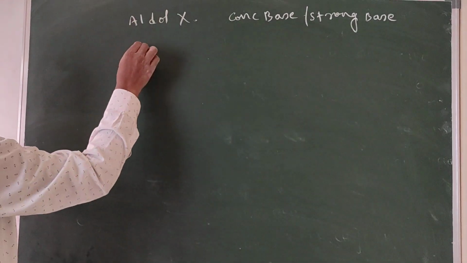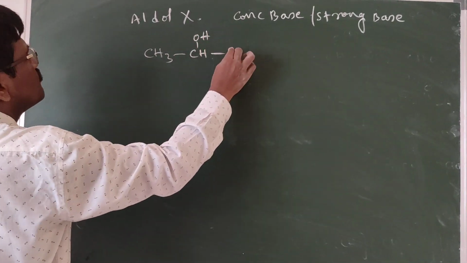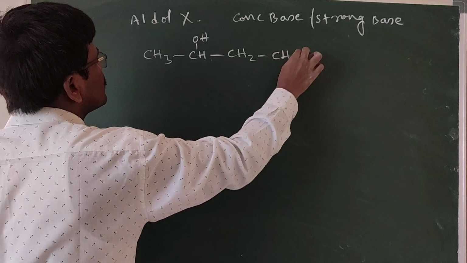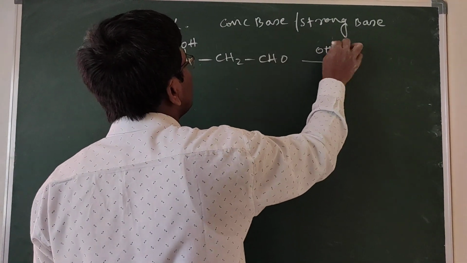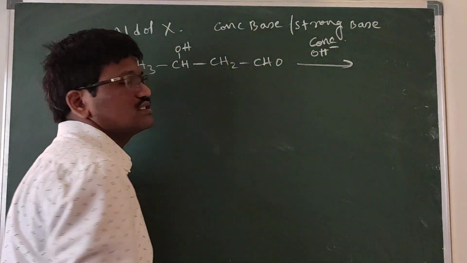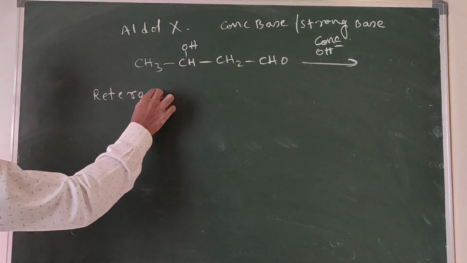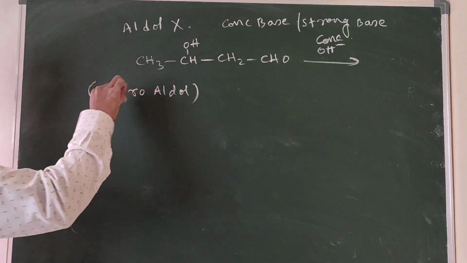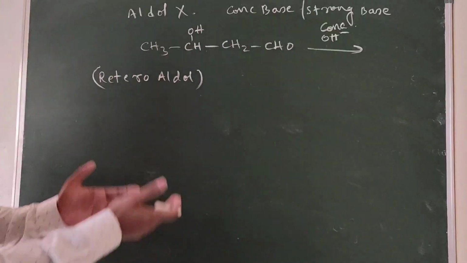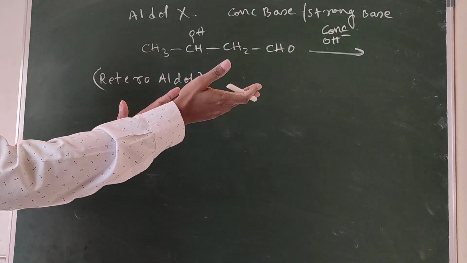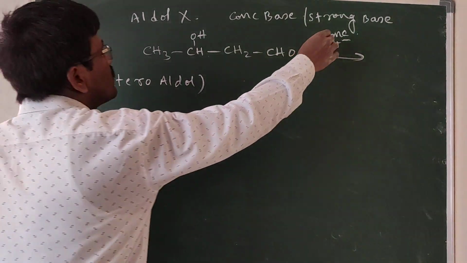For example, we are taking a beta hydroxy aldehyde, and this is treated with concentrated base. So retro-aldol condensation, that means the reverse of aldol condensation, takes place to give back the original aldehydes. Here the original aldehydes will be formed in the presence of concentrated base.